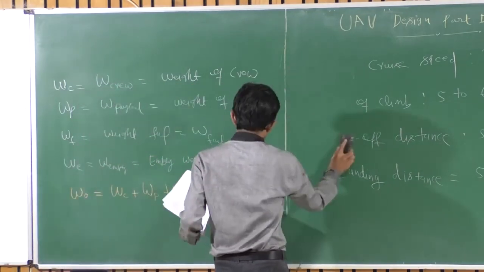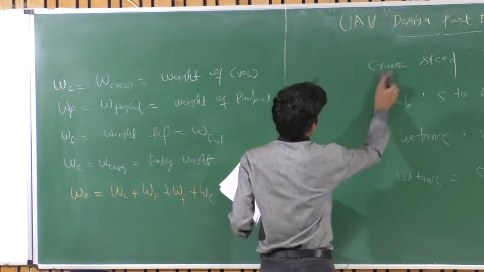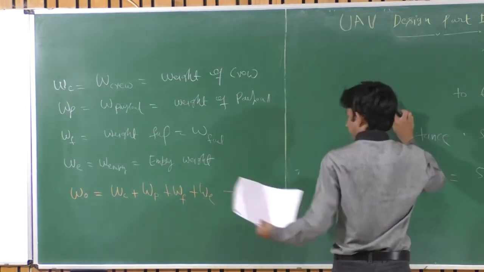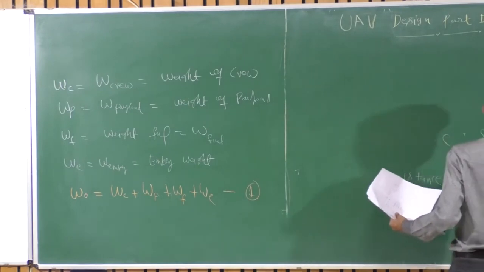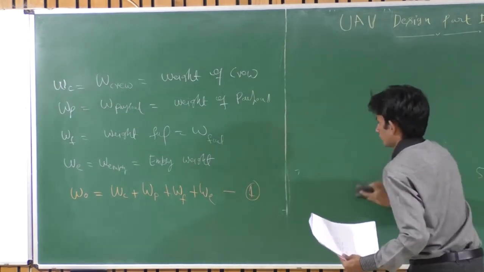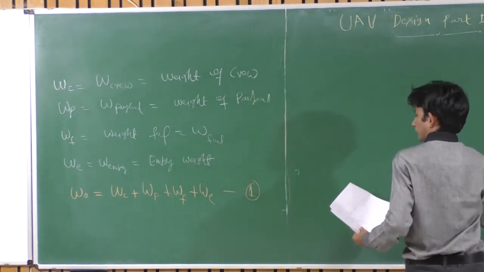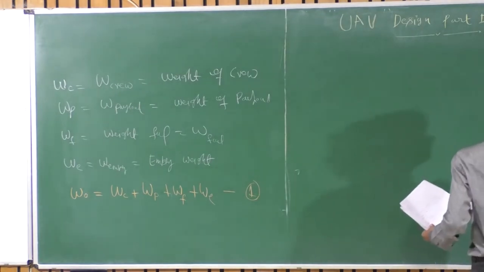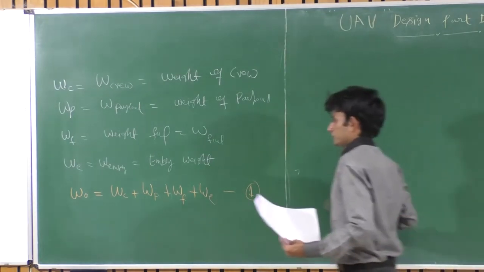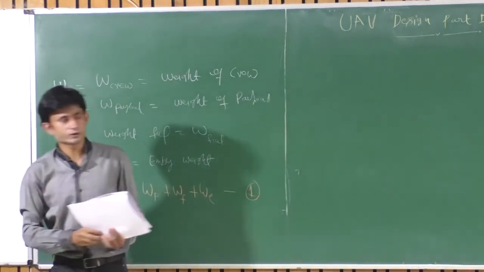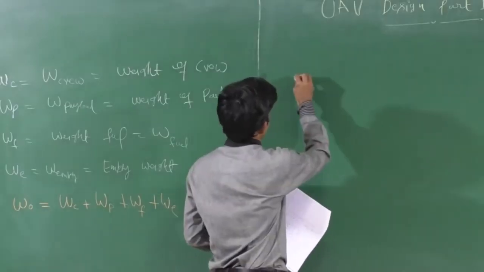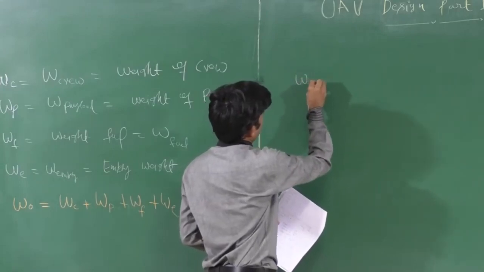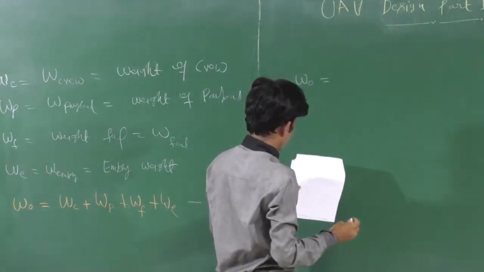One thing you can notice in equation 1, you don't have any weight, right? You don't have WC, you don't have WP, you don't have WF, you don't have WE. What will you do here? So if we don't know the individual weight, we will find out the fraction weight. How? We will see later.